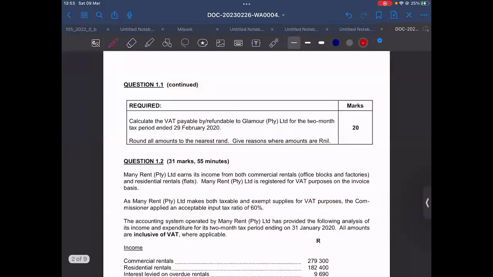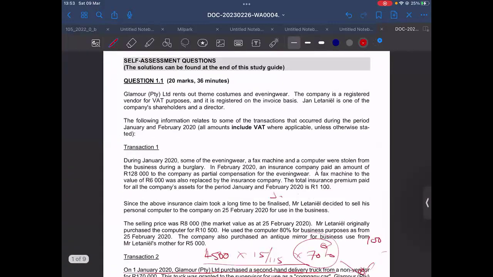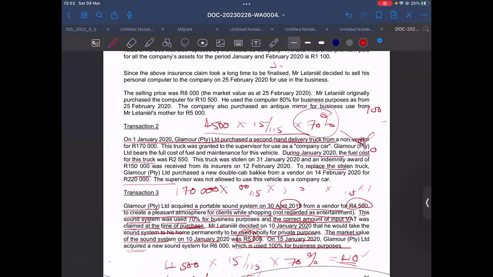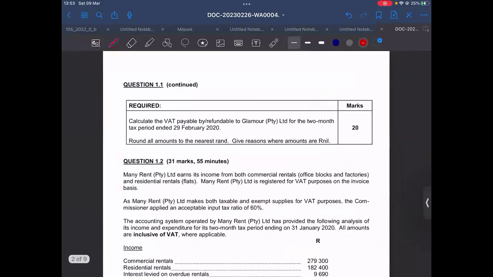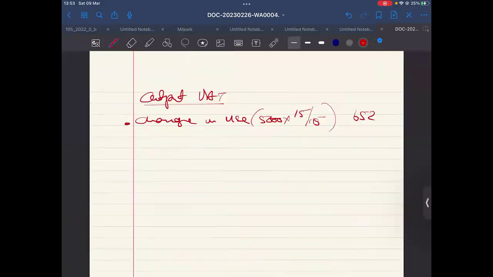Right, we move on. What else happened here? It's a long story. The director will take the system for private use, at the market value of the system. They also purchased a new system. On the purchase of the new system, good people, we are going to claim our input VAT on the purchase price because it's not second hand and is again used fully for business purposes.